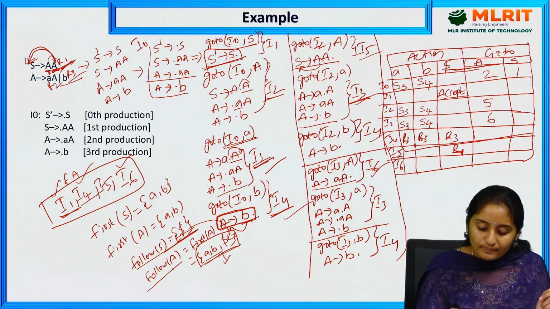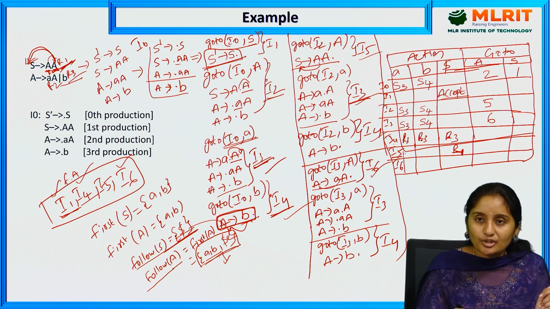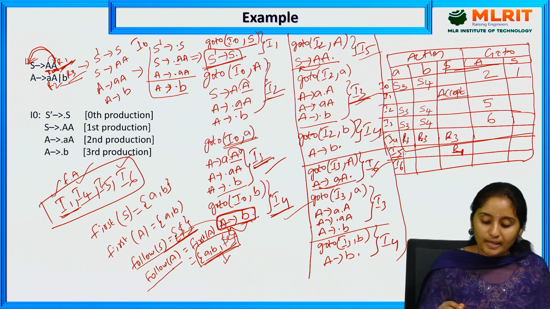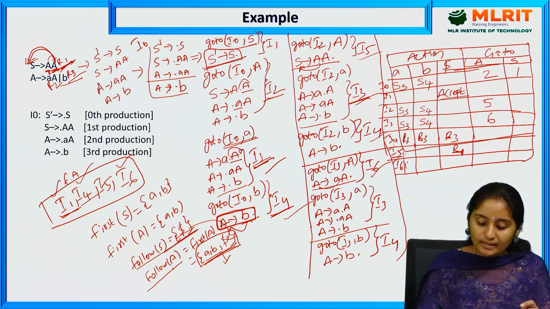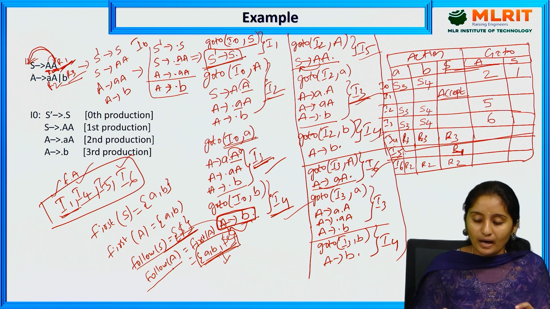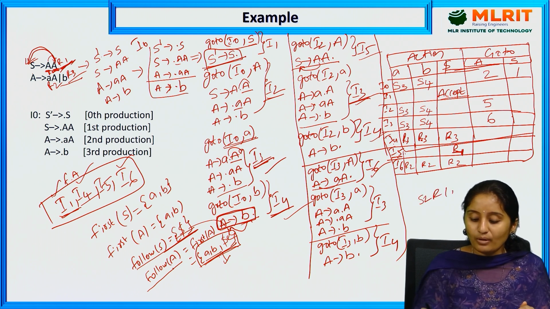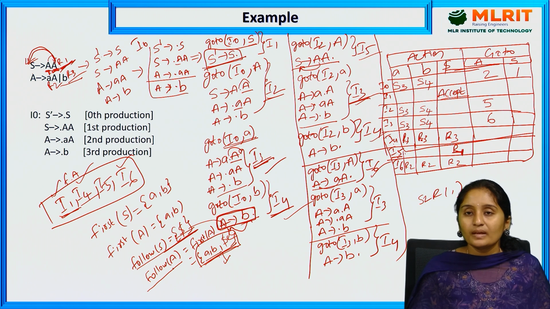What is the LHS part of this production? A is my LHS part of the production. So what is follow of A? A, B, dollar. What are we going to write here? R2, R2, R2. So this is the SLR(1) parsing table.